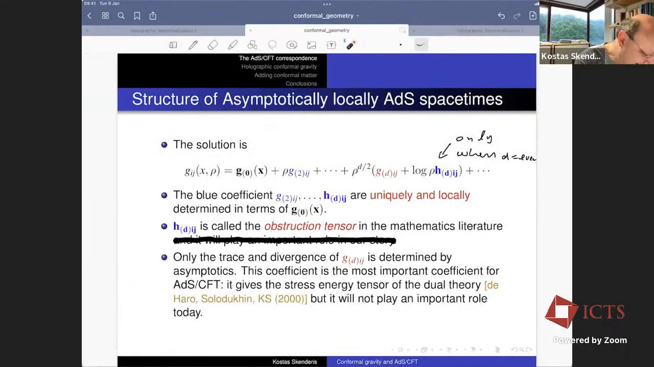Well, this is taken from another talk given for math people. It will play an important role today.